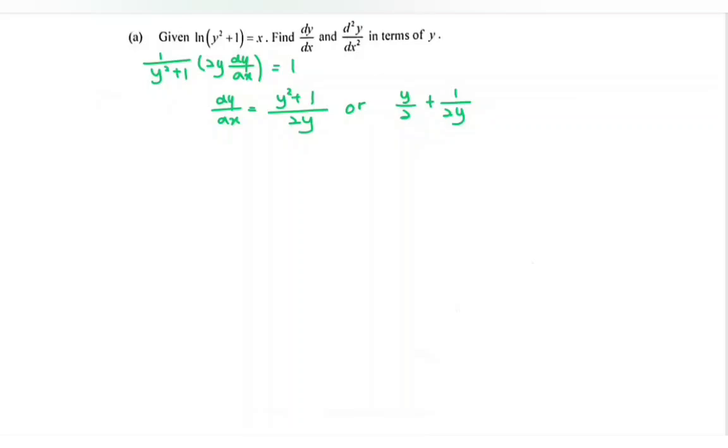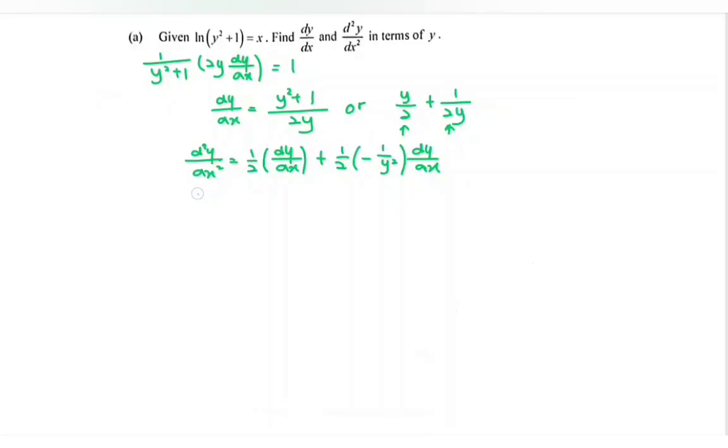Next, focus on the second derivative. If we differentiate this one, we will have 1 over 2 bracket dy/dx, plus, focus on this part, we will have 1 over 2 bracket negative 1 over y squared. Do remember, add on the dy/dx. Next, continue. Focus on the dy/dx. So we have to substitute the dy/dx.